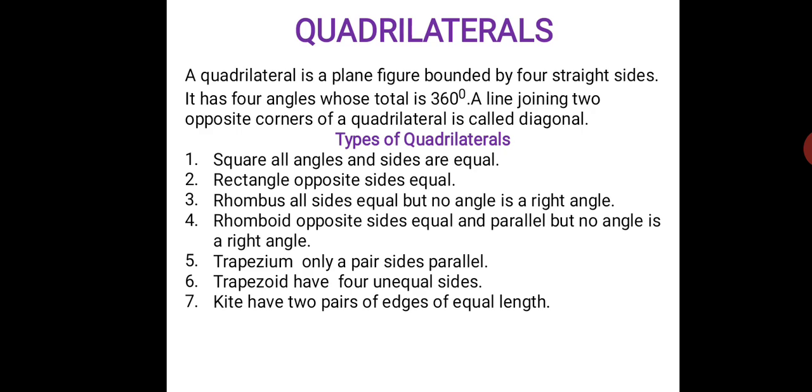You have kite. Kite has 2 pairs of edges of equal length. Each 2 pairs are equal. That is kite. So these are types of quadrilaterals.